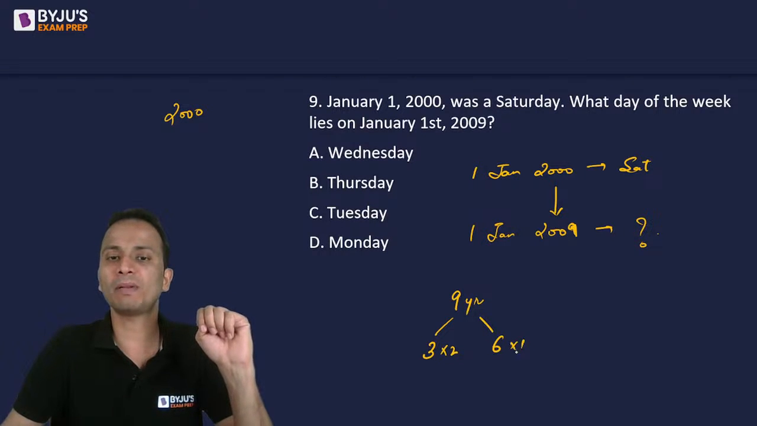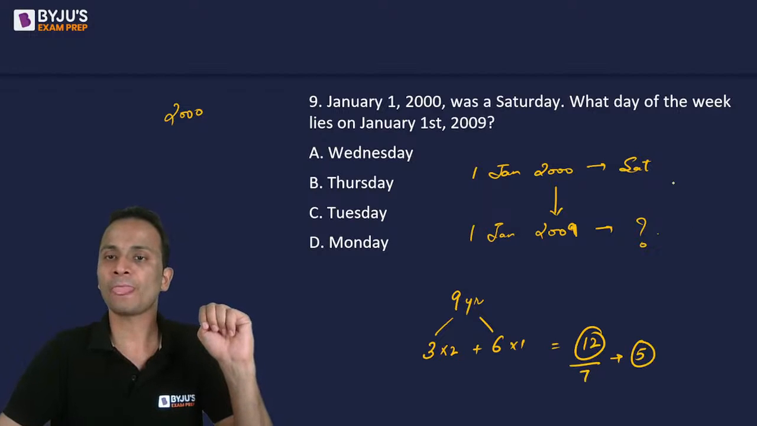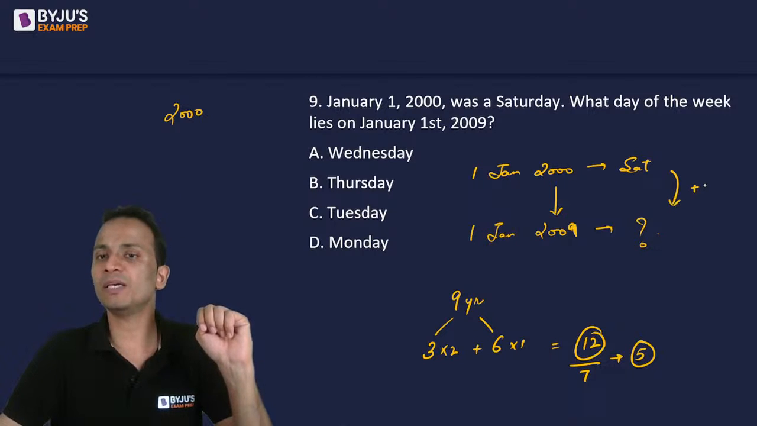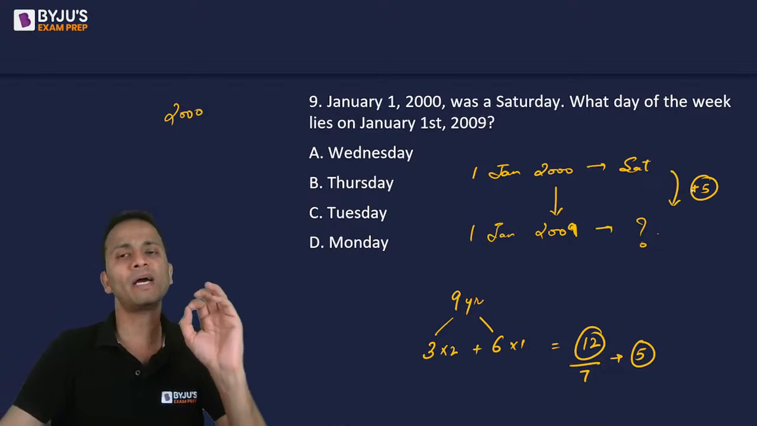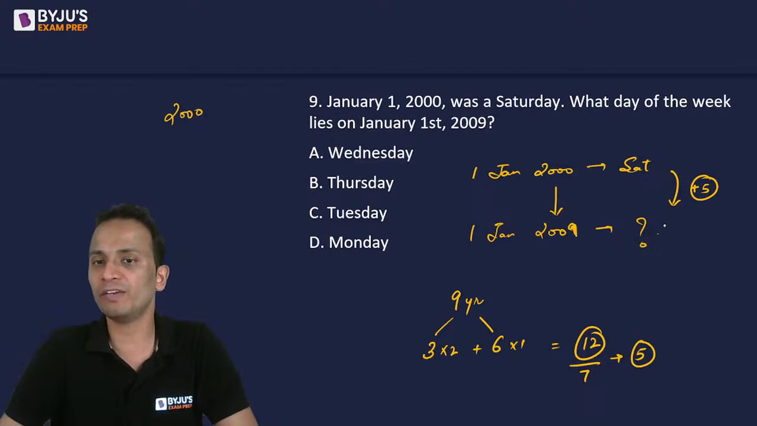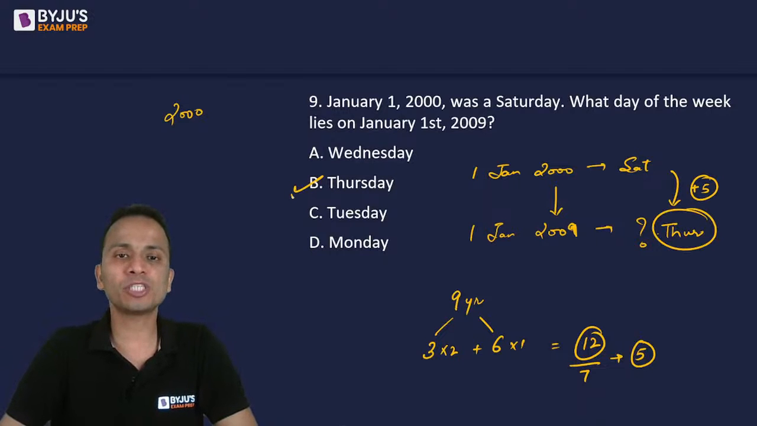Multiply by 2, multiply by 1, adding them, the total number of odd days will come out to be 12, which when divided by 7 gives a remainder of 5. So the number of odd days between them will be equal to 5. So my answer will be Saturday plus 5, that is a Thursday. So Thursday, option B, will be the correct answer for this one.